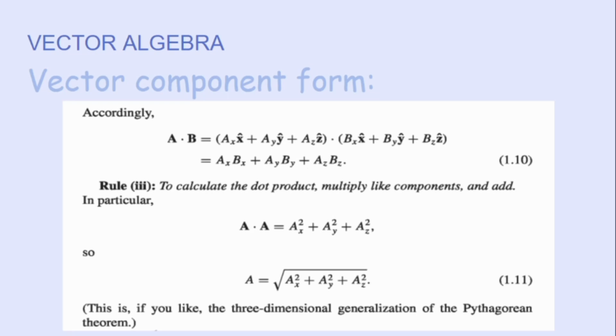This was the rule number 3 for dot product. Now we will see that if we take the dot product of A with itself, it will be equal to ax square plus ay square plus az square. The components will be squared, and if we want the magnitude of A in component form, it will be equal to ax square plus ay square plus az square under the square root.